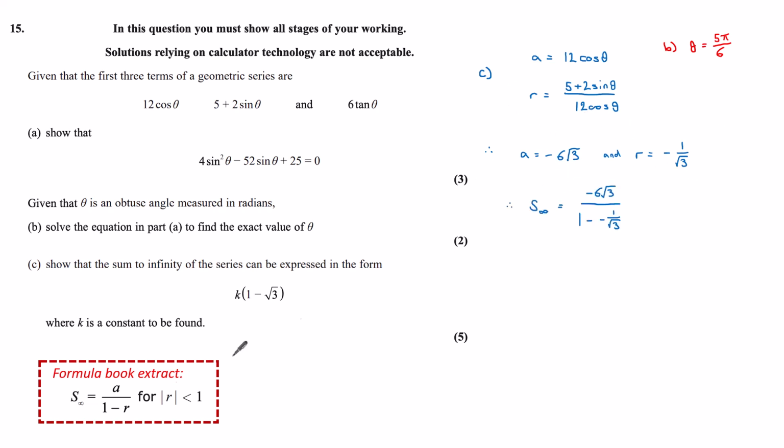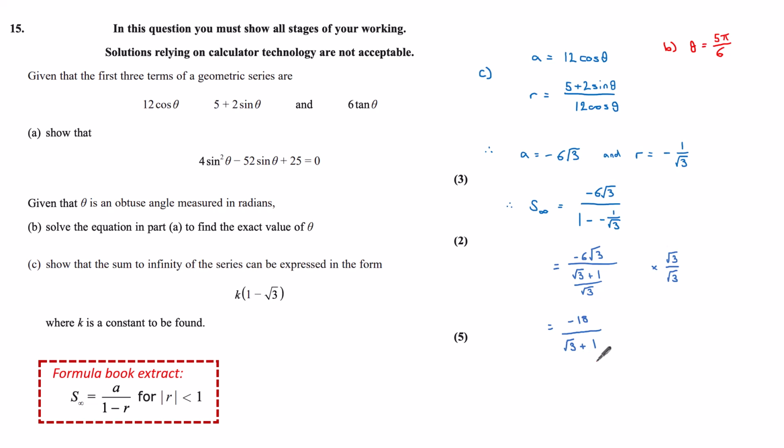Substituting those into our sum to infinity formula, we have that the sum to infinity is negative 6 root 3 over 1 minus 1 over root 3. The denominator here, 1 minus 1 over root 3, is root 3 minus 1 all over root 3. If we now multiply the numerator and the denominator by root 3, so we're multiplying by 1, gives me negative 18 over root 3 minus 1.